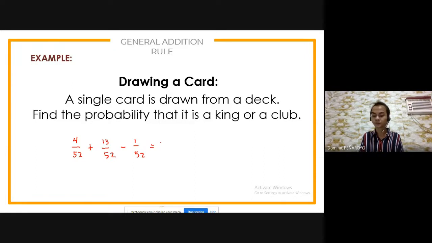So we have here, using your calculator, 4 over 52 plus 13 over 52 minus 1 over 52. The answer, in reduced fraction, is 4 over 13. So the answer for this given example is 4 over 13.